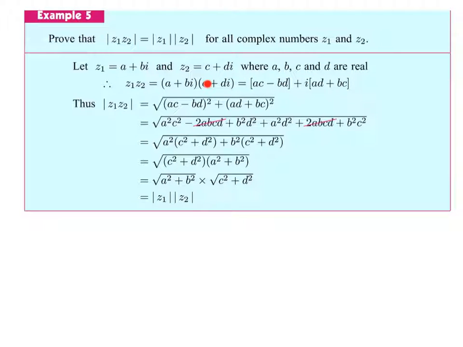Notice the real times the real, and then when I take bi times di, that gives me b d i squared. Let me write that right in here. When I do this, that gets me b d times i squared. As you remember, i squared is negative 1, and so that's how we get this negative sign right in here. And this is the real part. And then when you go this and this, that's how you get the imaginary part that shows up here.